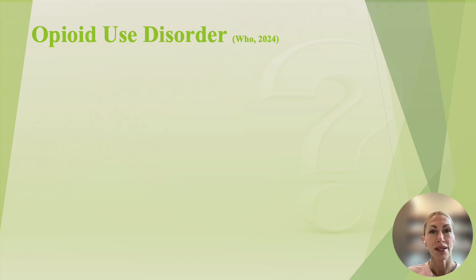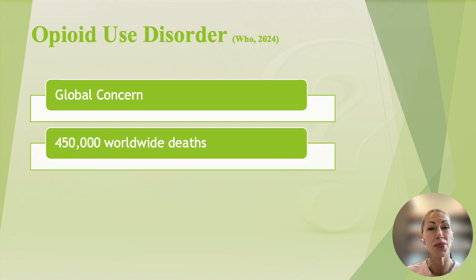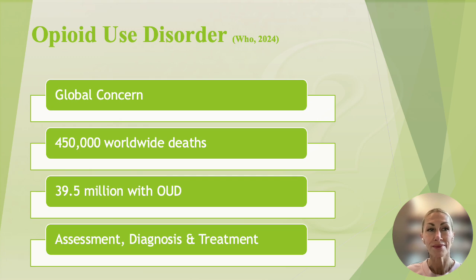Opioid use disorder is a global concern, with nearly 450,000 opioid-related deaths worldwide and 39.5 million people diagnosed with opioid use disorder in the year 2021. This makes assessment, diagnosis, and treatment of paramount importance.